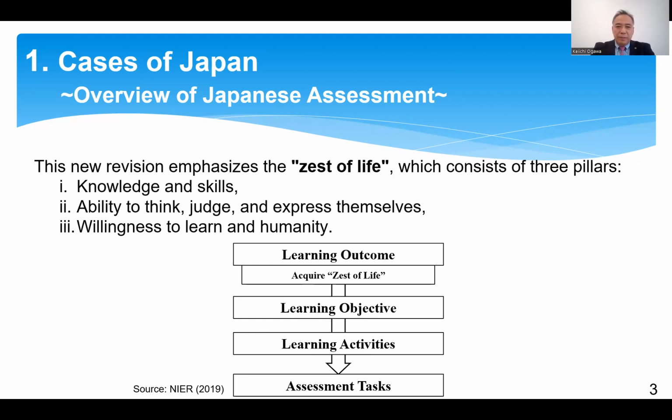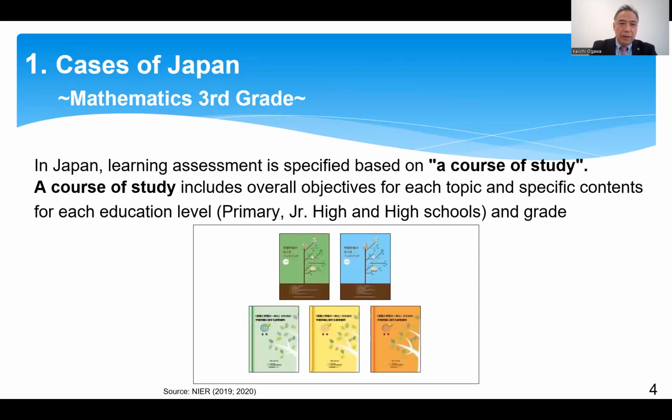So previously, I talked about learning outcomes, learning objectives, learning activities, and learning tasks. This is the same in Japan. So learning outcomes: acquire zest of life. Then learning objectives, learning activities, and learning assessment. So in the case of mathematics, grade 3, in Japan, learning assessment is specified based on the course of study.